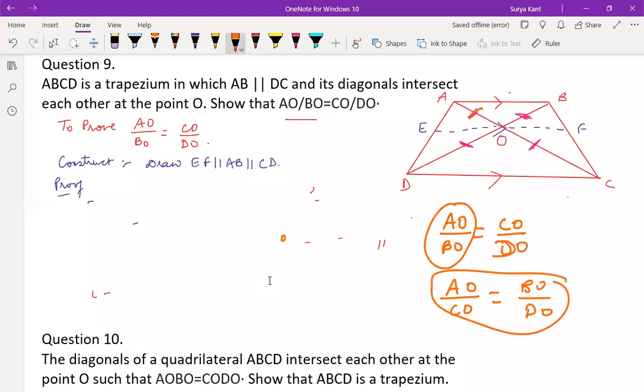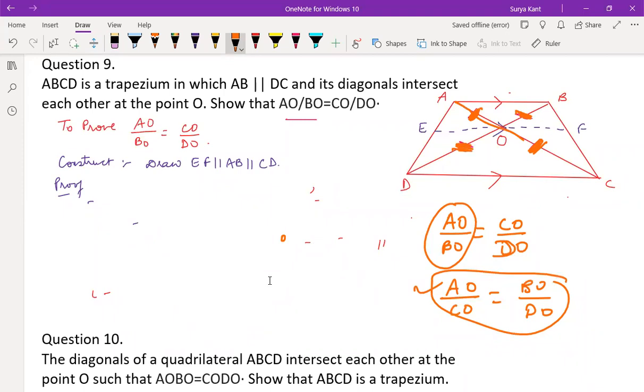So AO and CO are coming in which diagram? We should try to understand here. In this triangle, correct? If you take either ADC or CBA, both have AO by CO coming. How is BO by DO coming? BO should come here and DO is coming here, right?